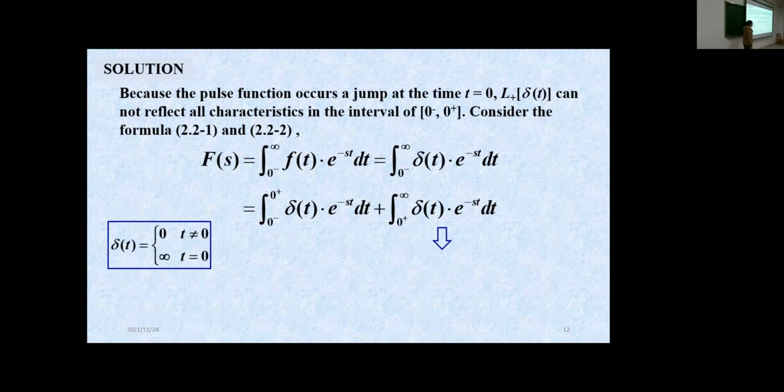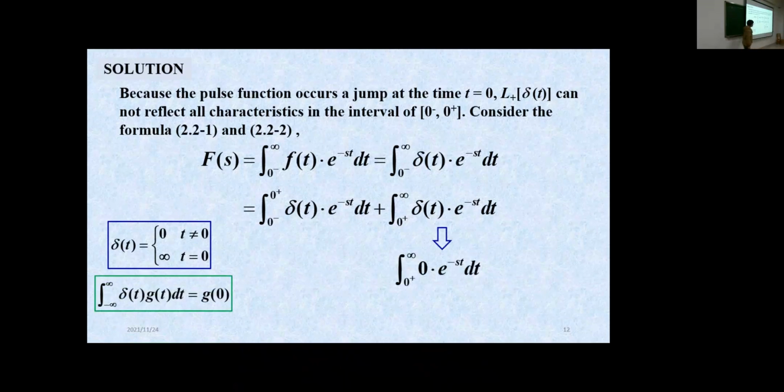Because we have the definition of the pulse or infinite pulse function here, when t equals 0, the value is infinity. But otherwise, the value equals 0. Then we can write it. Okay? And how about the cursor jump? Think about this definition. We name a function g(t). And when t equals 0, we get g(0). So we can rewrite this part into this. And when t equals 0, actually this one equals what? g(0).